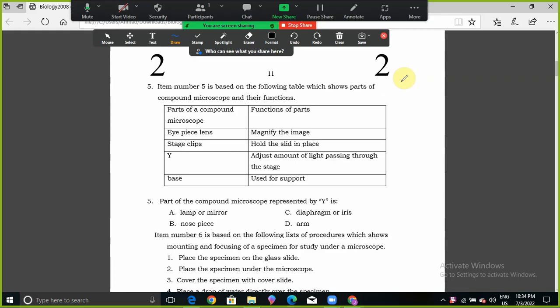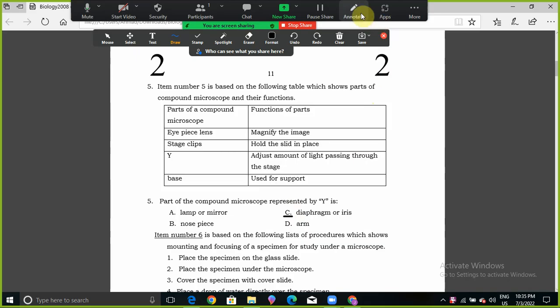In question number 5, it says the part of the compound microscope represented by Y is what? Lamp or mirror, nose piece, diaphragm or iris, or arm. The answer is diaphragm or iris because it adjusts the amount of light passing through the stage. So the answer for question number 5 is C.